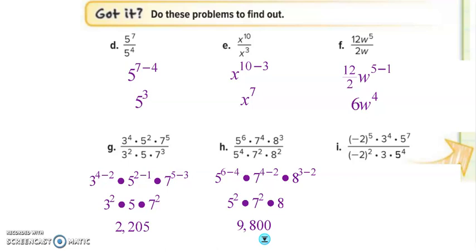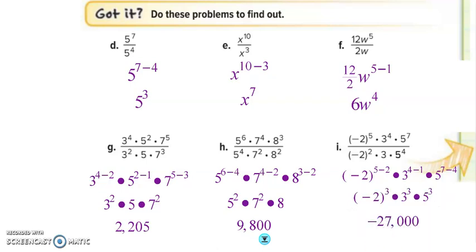Now I seems a little bit tricky because of those parentheses, but again that's a like base of -2, so we just leave it in parentheses, -2 to the 5 minus 2, 3 to the 4 minus 1, and 5 to the 7 minus 4. And that would leave you with -2 to the third times 3 to the third times 5 to the third. Now again, they may ask you to take it a step further, in which case that would be -27,000, or you may see it left at this middle step here.